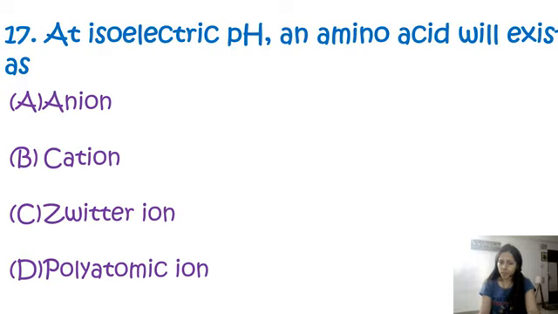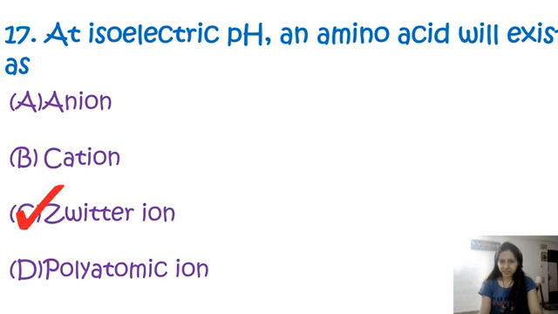So at the isoelectric pH, what happens? The amino acid acts as a zwitterion, which has both positive as well as negative charges, which balance each other. That is why at isoelectric pH, the amino acid will exist as option number C, that is zwitterion. So option number C will be my correct option.